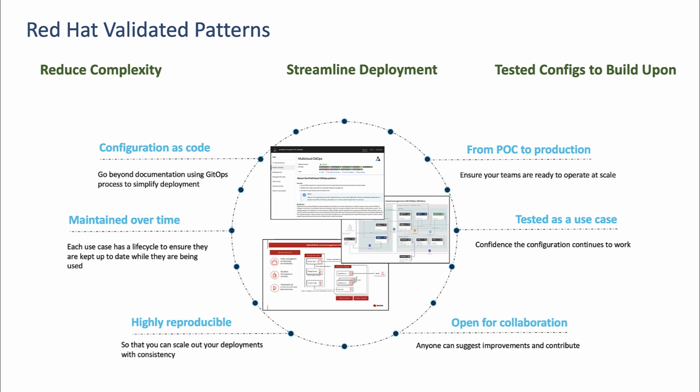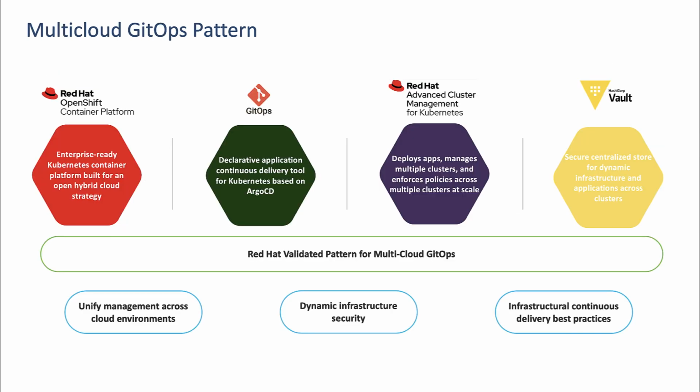With validated patterns, known workloads can be replicated anywhere with easy ways to modify them for different use cases. As the technologies you use continue to improve and your use case changes, validated patterns can be automated and updated to suit your needs. One of the validated patterns is for multi-cloud GitOps. This pattern uses OpenShift as a container platform. OpenShift GitOps is the continuous delivery tool for Kubernetes based on Argo CD. Red Hat Advanced Cluster Management for Kubernetes controls clusters and applications from a single console with built-in security policies. HashiCorp Vault is used for secrets management.